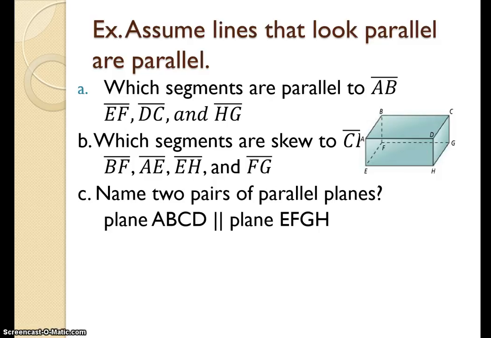We can do the top to bottom, left to right, front and back. Well, let's choose one of them. We got ABCD is parallel to plane EFGH. You could say DCG is parallel to ABF.